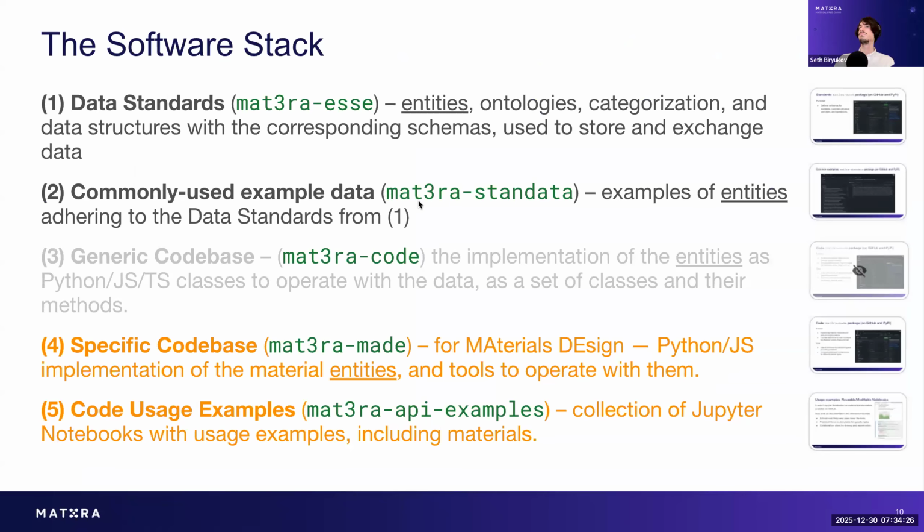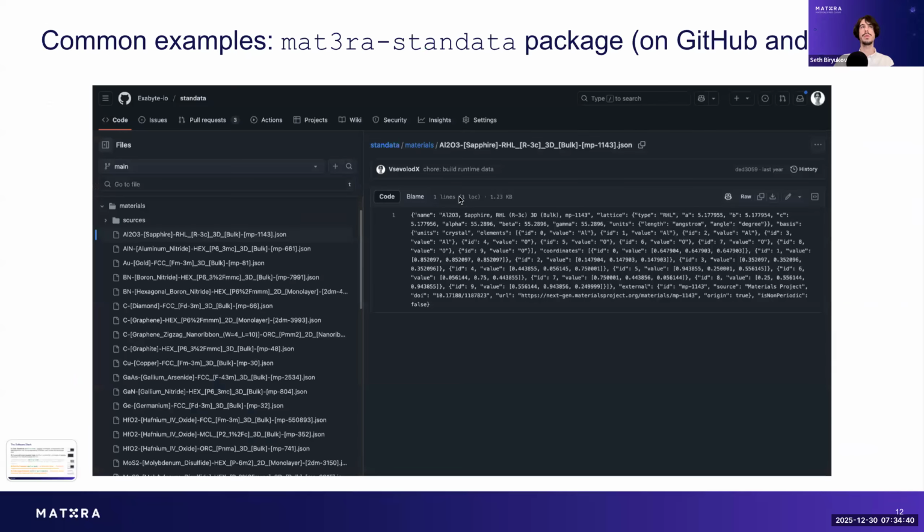Second is commonly used examples data stored inside of Mat3ra standard data package. It has examples of entities adhering to the data standards. So for example, today we will be using some of the materials from this package. As you can see here, they are listed and their names reflecting the categories of each material, so it's easier to find one. And here we can see the structure of one of the materials.